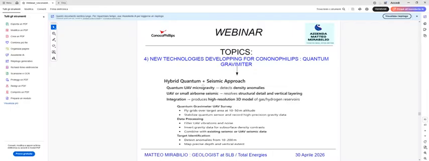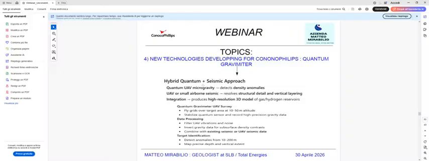We can also combine quantum gravimeters in a hybrid approach with the seismic approach. Quantum UAV gravimetry detects density anomalies, while UAV or small airborne seismic resolves structure details and vertical layering. Integration: we produce a high resolution 3D model of gas and hydrogen. In this case, the quantum gravimeter survey flies grids over a target area at an altitude between 10 to 50 meters.